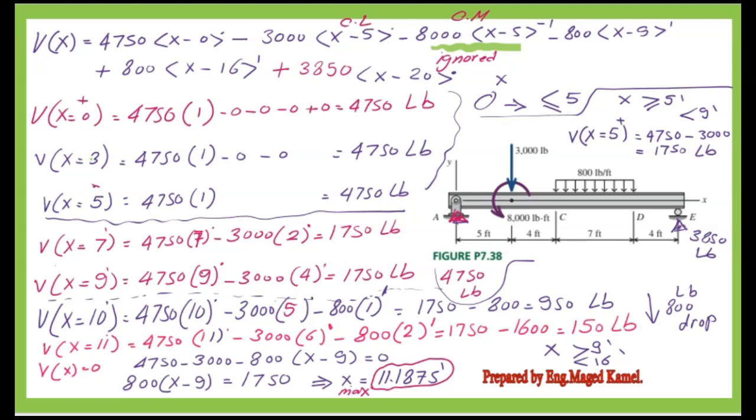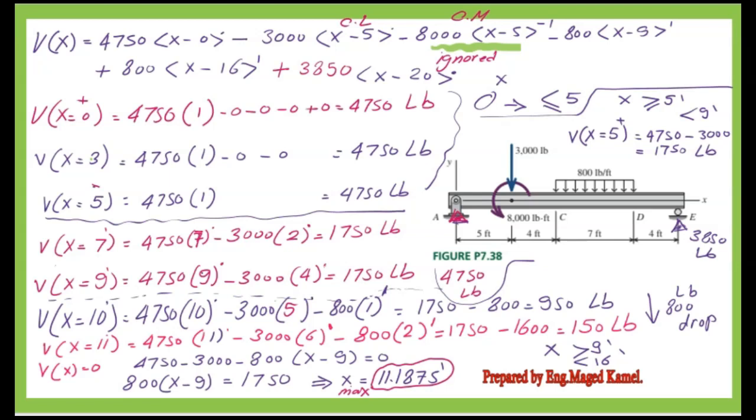While for V of x equal to 9 feet, it will be 4,750 multiplied by 9 raised to the power of 0, minus 3,000 multiplied by 4 raised to the power of 0. It will be equal to 1,750 pounds. For the region from 9 to 16, we start with V of x at x equal to 10.